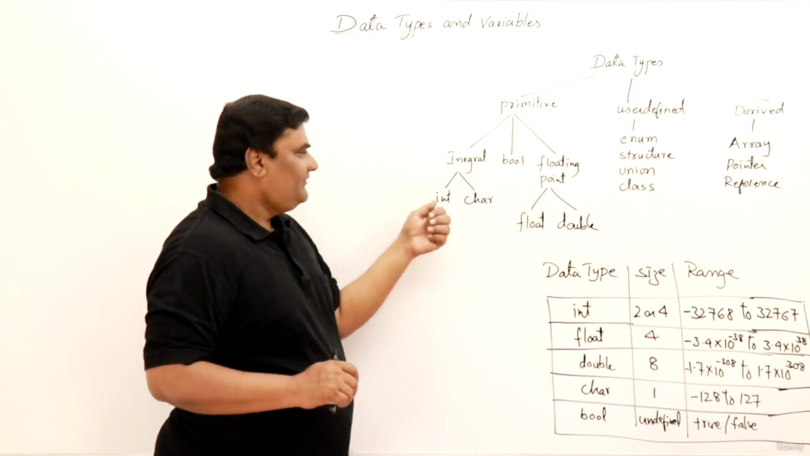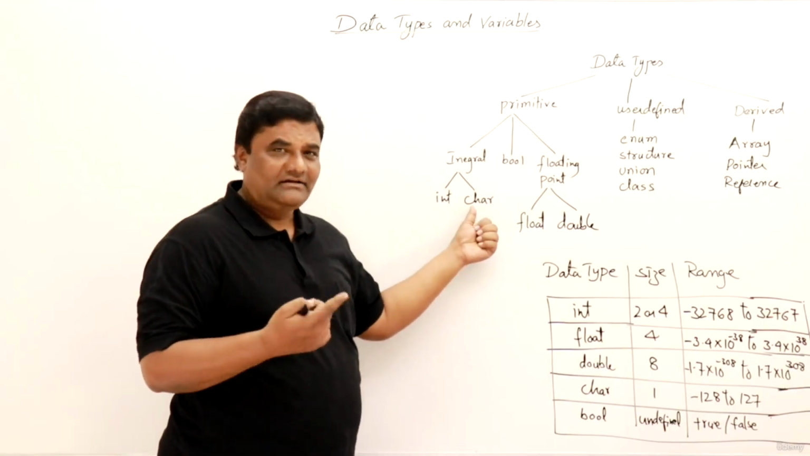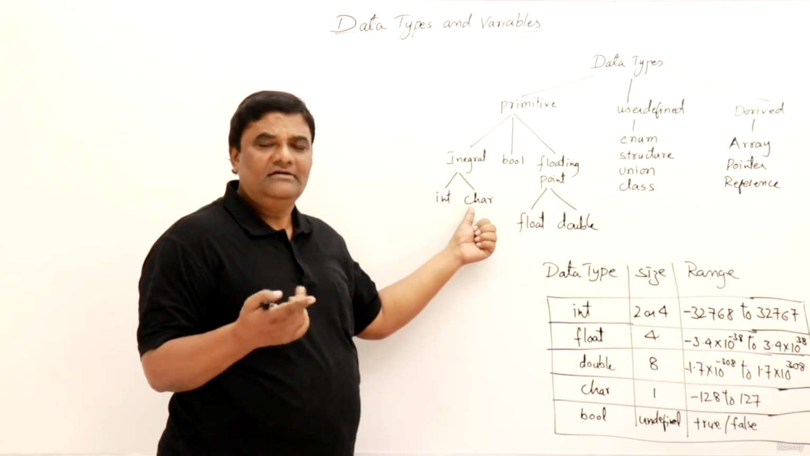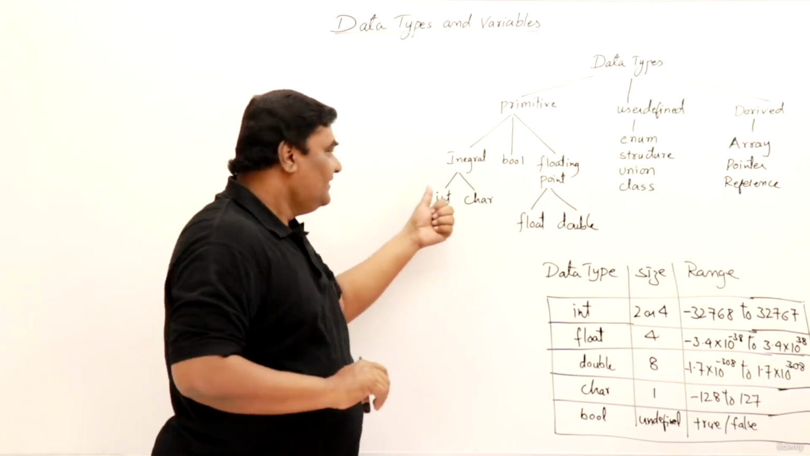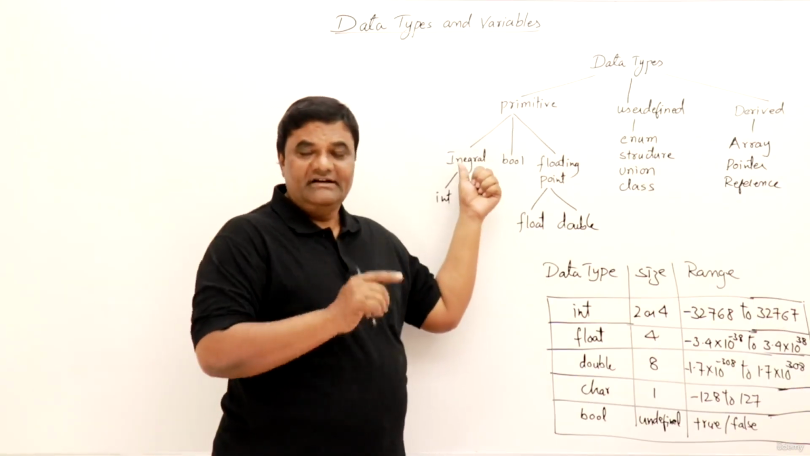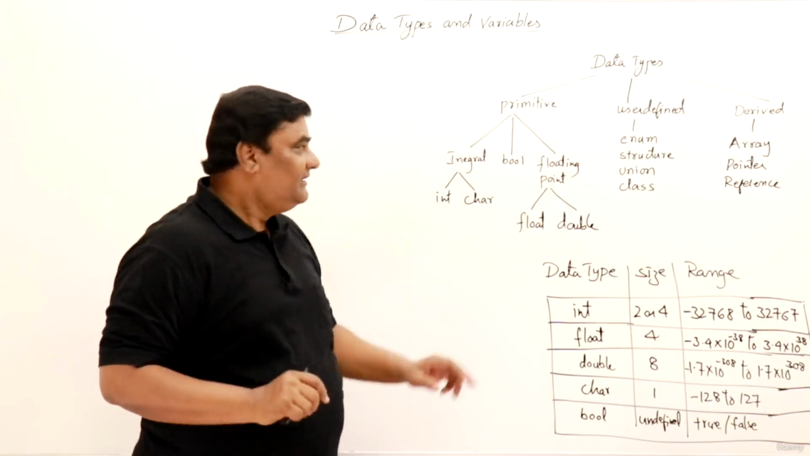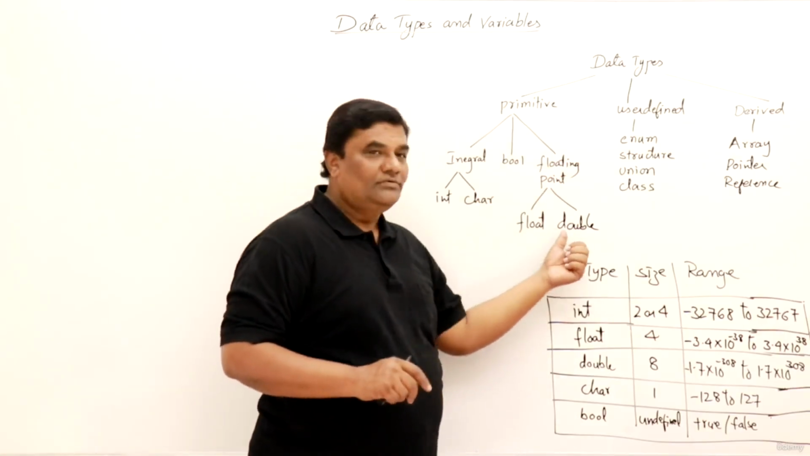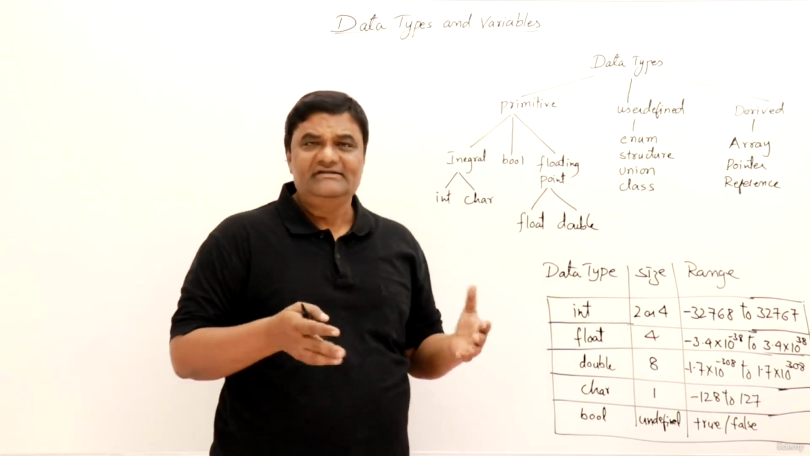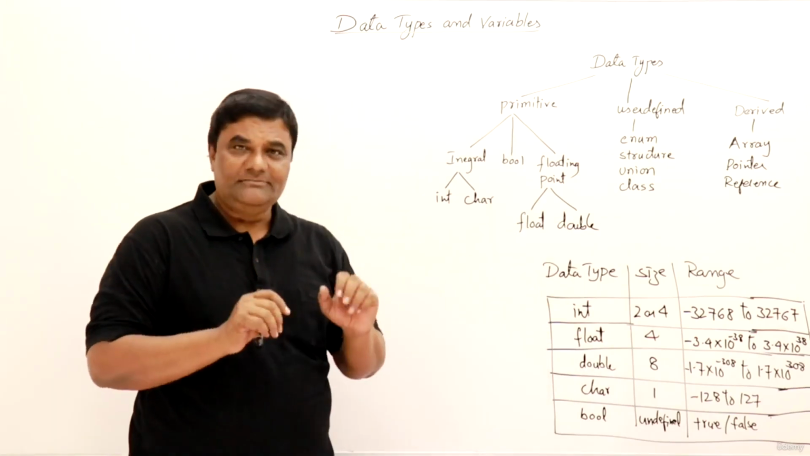Under integral, we have int and char. Character is integral; I will show you what it means. Integer and character come under integral, means they will not have a decimal point. Then floating point: there are two, float and double. They are similar, just some differences are there. We will learn about it.